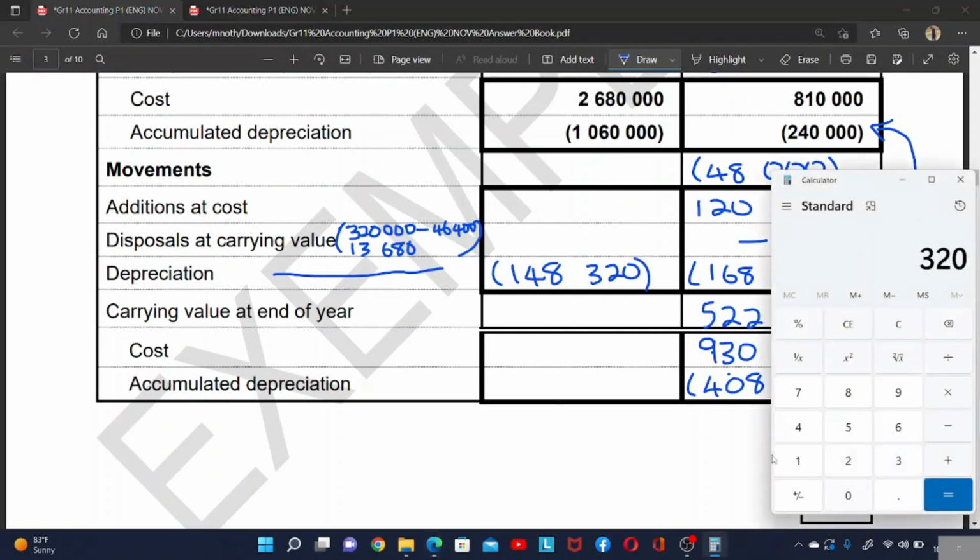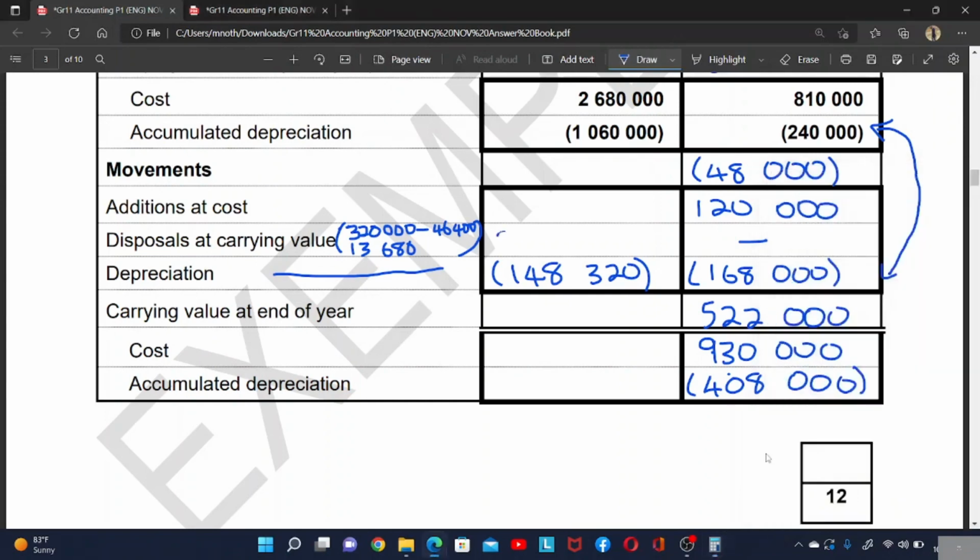So 320 minus 46,400 minus 13,680 is equal to 259,920. So we don't see the vehicle that was bought.